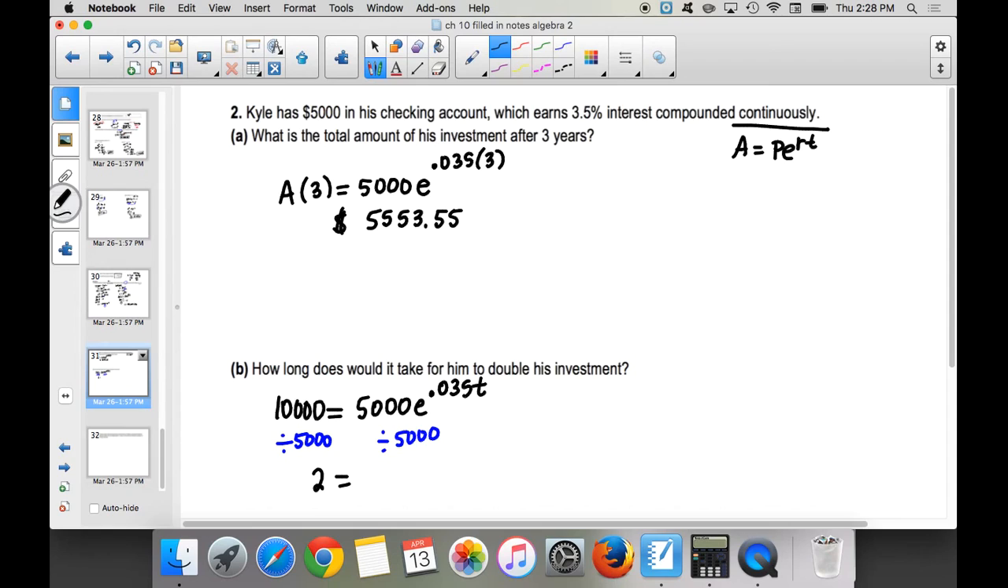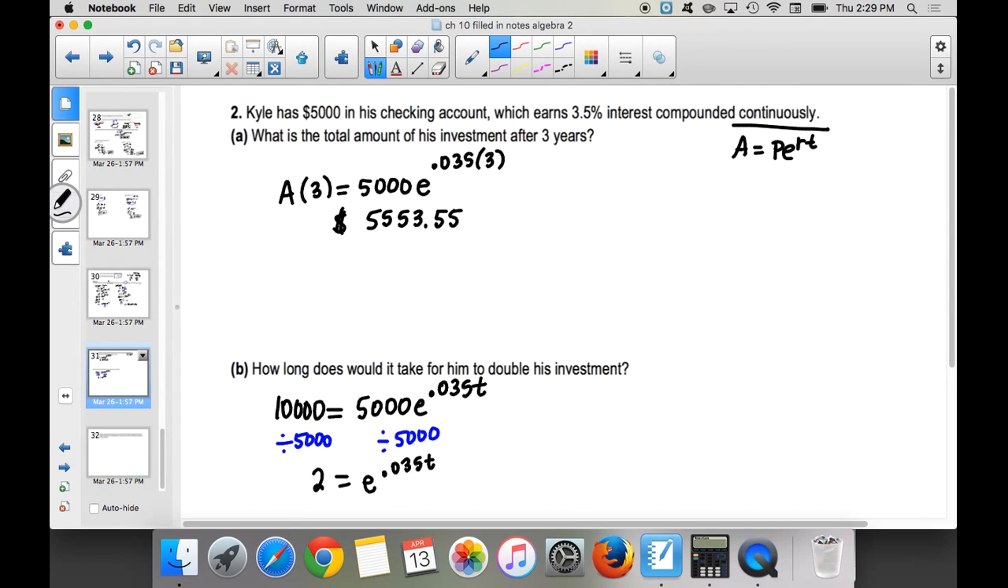What if I said, how long does it take for his investment to triple? What number would I get over there? 3, quadruple, 4, right? Does that make sense? So it actually didn't matter what I start with. I mean, Kyle could have started with $18 trillion. How long will it take for him to double his investment? I would put $36 trillion in the other side, right? And when I divide it out, I'd still get 2. Okay, so it doesn't matter what you start with.